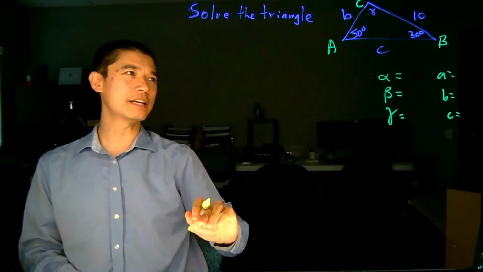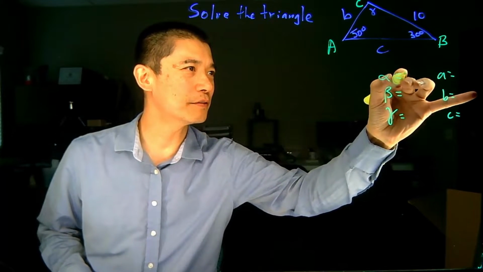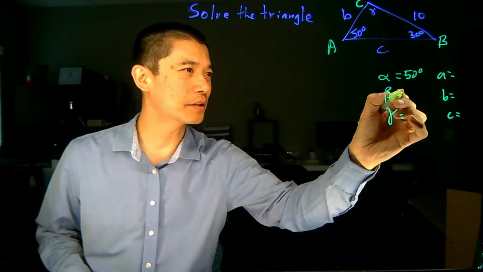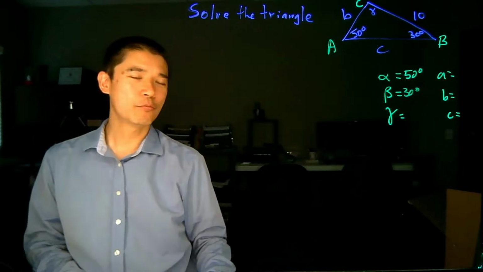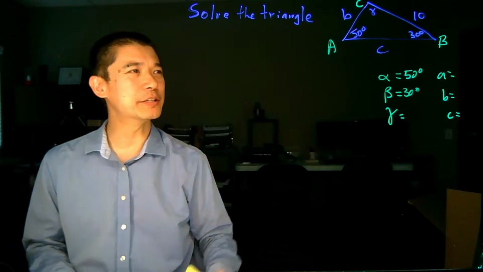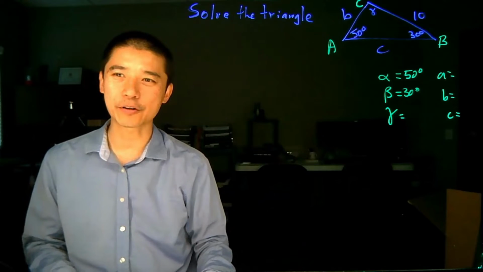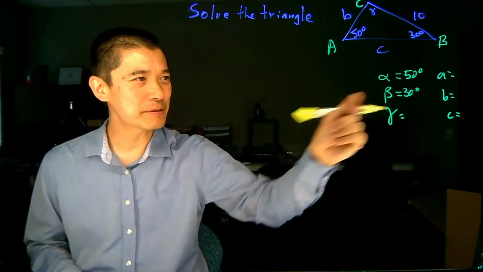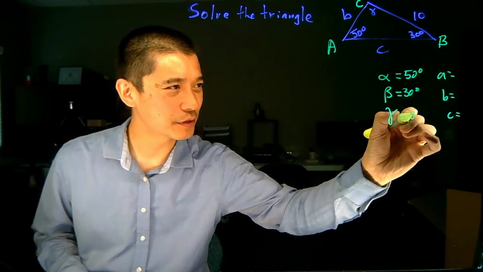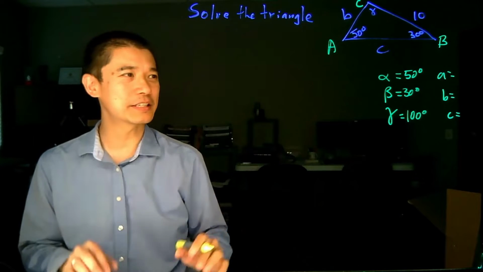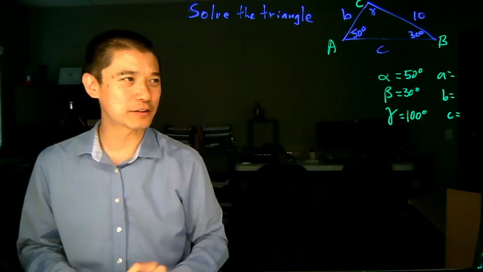And so looking at the labels, we see that alpha is going to be 50 degrees, and beta is going to be 30 degrees. Well, from this, we can already figure out what gamma is, because remember that the sum of the angles of a triangle is 180 degrees. So that plus that is 80, which means we're 100 degrees short. So we can work that out mentally in this case and get the third angle.